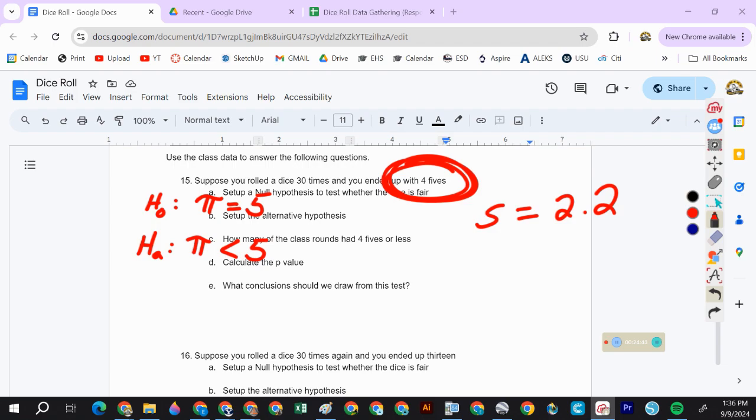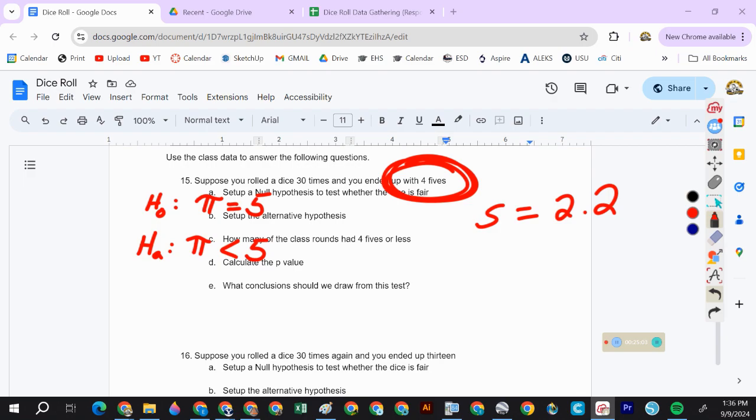Our 5.1 came from 160 rounds. Okay? So we are just testing one round to see if we should throw that dice away or not. So I give you one dice, you roll it 30 times, you end up with 4 copies of 5. Should we throw that dice away?